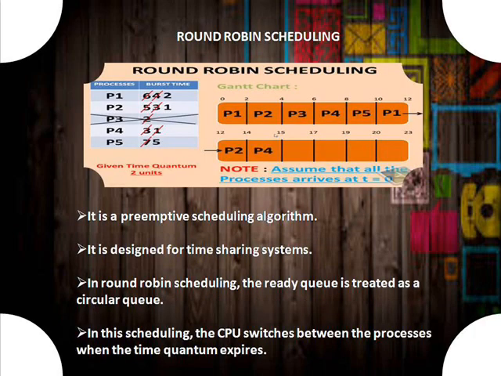Round robin scheduling. It is a preemptive scheduling algorithm. It is designed for time sharing systems. In round robin scheduling, the ready queue is treated as a circular queue. In this scheduling, the CPU switches between the processes when the time quantum expires.